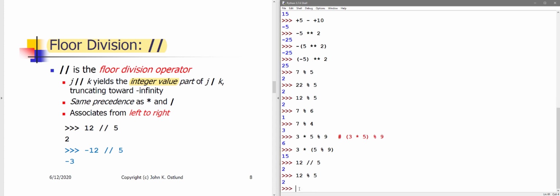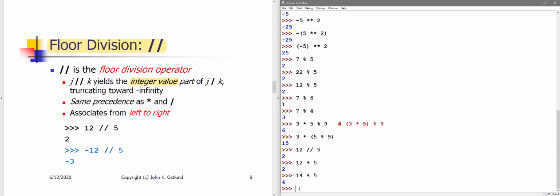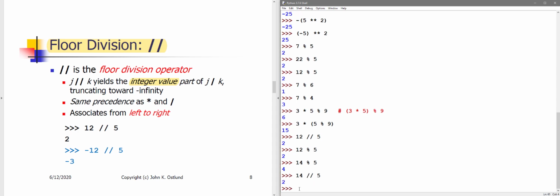Let me try a different example. So if I say 14 mod 5, this is going to be 4. All right, so 10 over 5 would be 2 with a remainder of 4. Therefore, 14 floor divide 5 is the 2, the integer part of the value of that division.